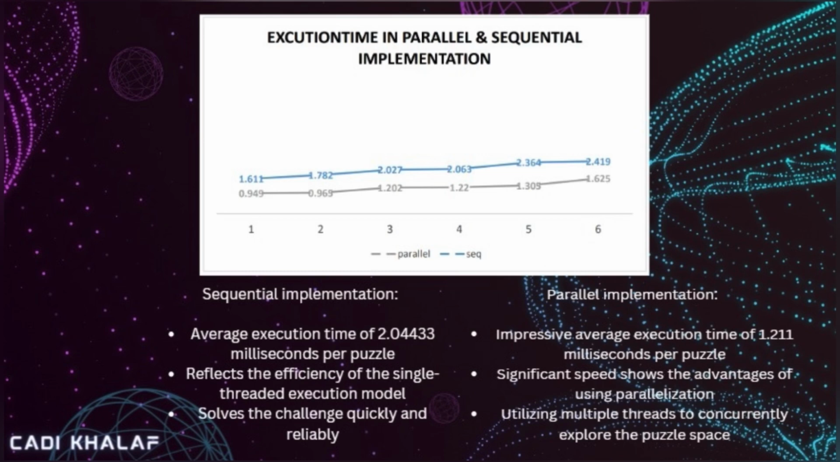And versus the parallel implementation, which actually shows an impressive average execution time of 1.2 milliseconds per puzzle. This significant speed shows the advantage of using parallelization while solving a Sudoku problem. Actually, here in the parallel implementation, we're utilizing multiple threads to concurrently explore the puzzle space, which is why we explore the solution faster than the sequential implementation.